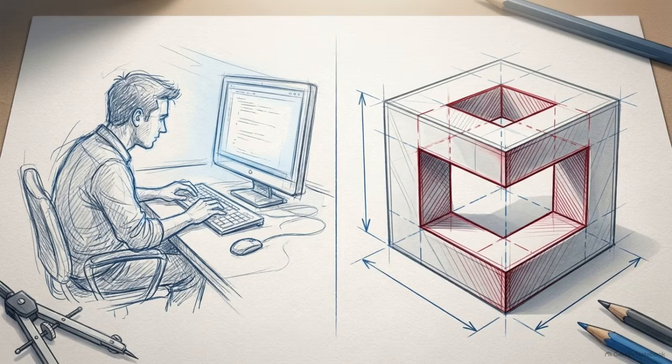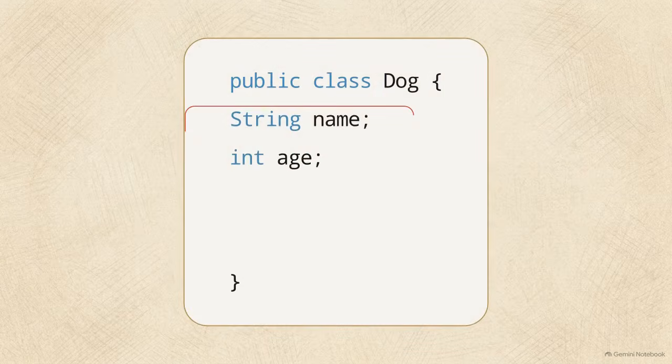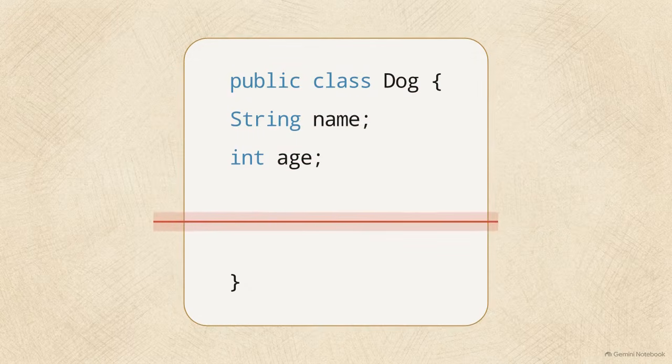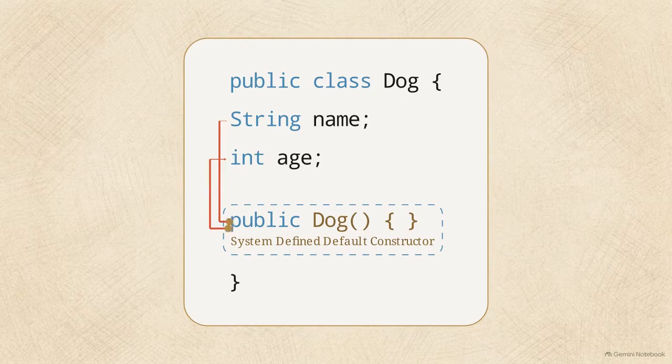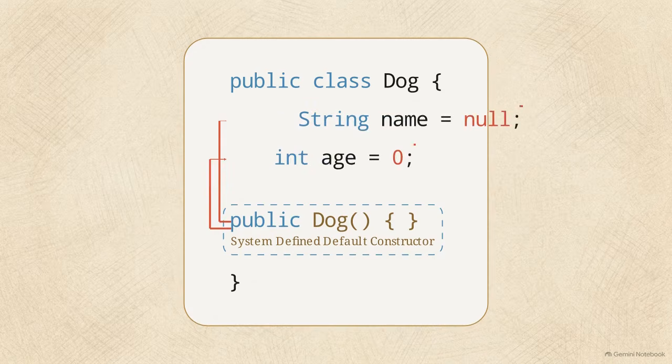Since initialization is mandatory, a missing code paradox emerges. What happens if a developer compiles a class with absolutely no constructor written? Consider this basic dog class diagram. We have raw instance variables for name and age, but no setup instructions. As the JVM compiler scans and detects this absence, it dynamically injects a system-defined default constructor directly into the compiled bytecode. This invisible, no-argument block executes immediately, mapping its output to the instance variables. Because it has no custom instructions, the system forces a baseline state. String variables default to null and integers to 0.